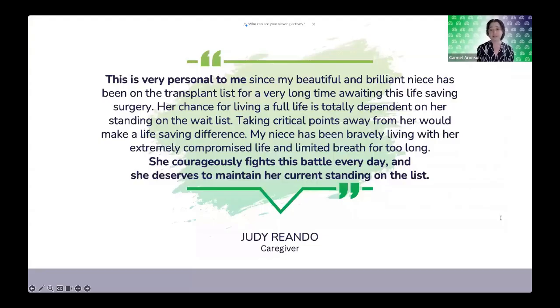And one family member of a lung transplant candidate wrote, "This is very personal to me, since my beautiful and brilliant niece has been on the transplant list for a very long time, awaiting this life-saving surgery. Her chance for living a full life is totally dependent on her standing on the wait list. Taking critical points away from her would make a life-saving difference. My niece has been bravely living with her extremely compromised life and limited breath for too long. She courageously fights this battle every day, and she deserves to maintain her current standing on the list."